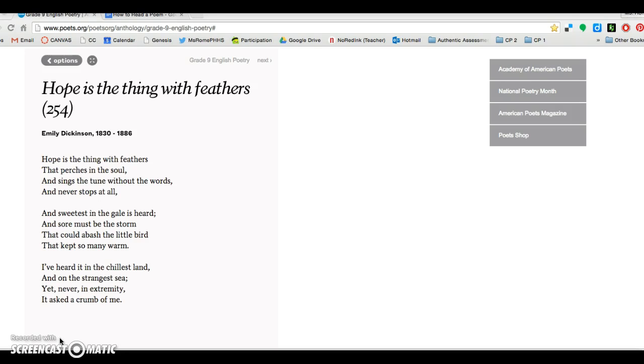I can also get a little bit of the sense of the theme from the very beginning. Hope is a thing that perches in the soul. So obviously she's relating hope to a bird that sings a beautiful song. But that bird, as any bird can, could fly away or go away. So it's something very delicate to her. So I think the general theme is that hope is something that can go away, it's something beautiful, and it's something that doesn't ask anything of us in return.